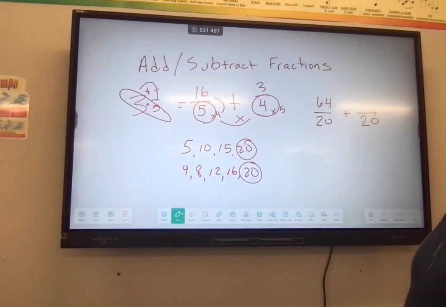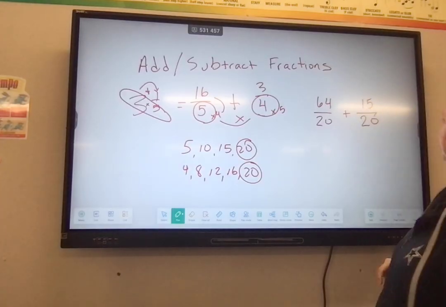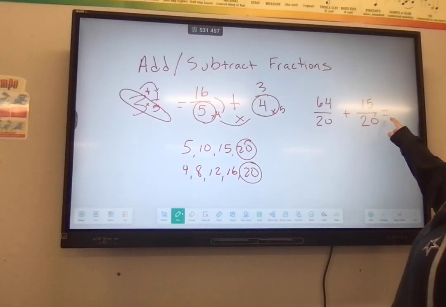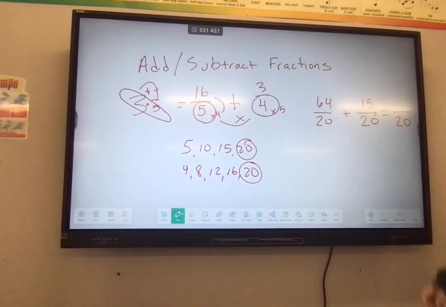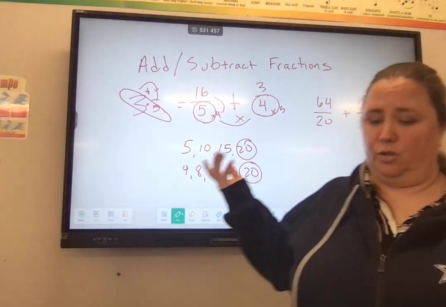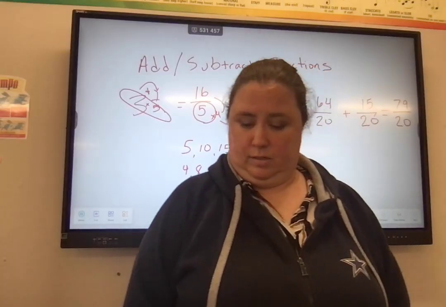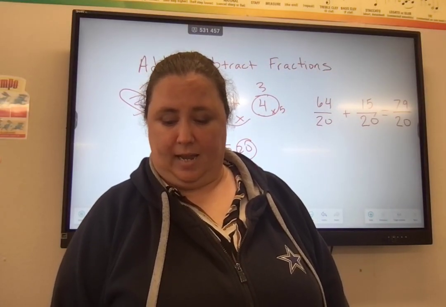What is 5 times 3? 15. Now do I have a common denominator? Yes, so we know that when you add, the denominator stays the same. What's 64 plus 15? 79. Very good. Okay, so that is our new fraction after the addition. That was step 3. And then we added them.